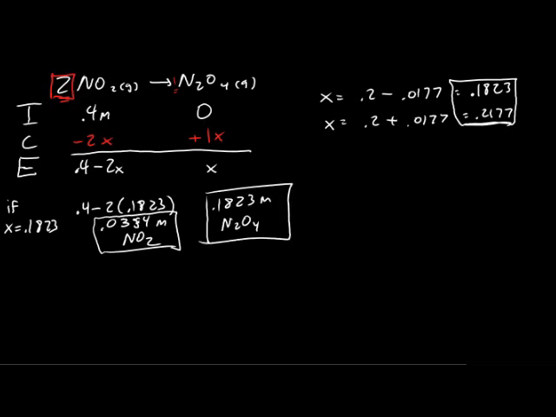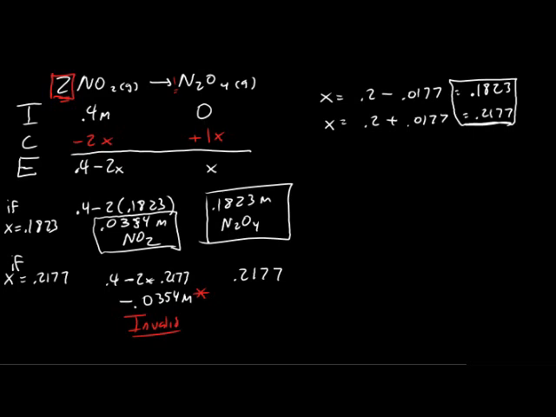Let's try the same calculation if x was 0.2177. In that case, our NO2 would be 0.4 minus 2 times 0.2177, and our N2O4 would be 0.2177. If we do the subtraction, we would end up with negative 0.0354 molarity. As we know, there is no such thing as negative molarity, therefore this answer is invalid. That means 0.2177 cannot be our x. Our x must be 0.1823.